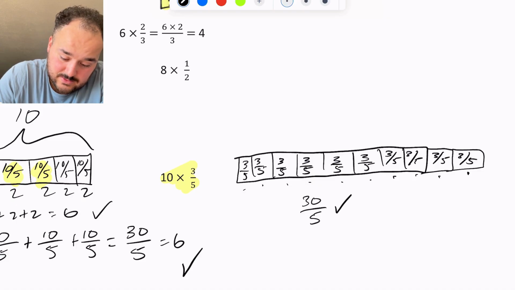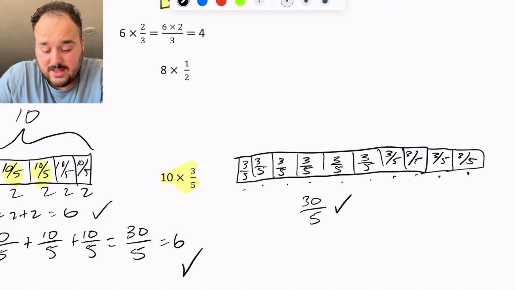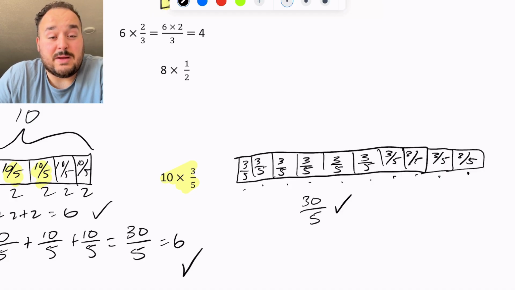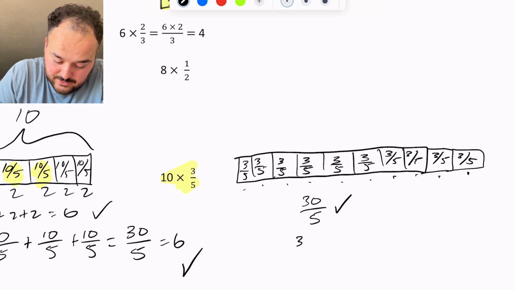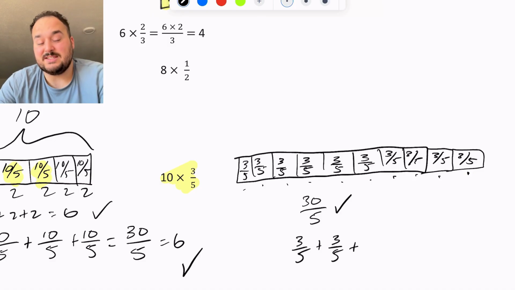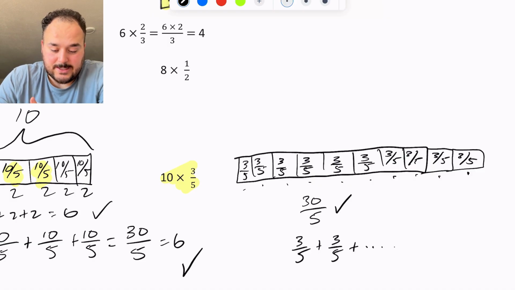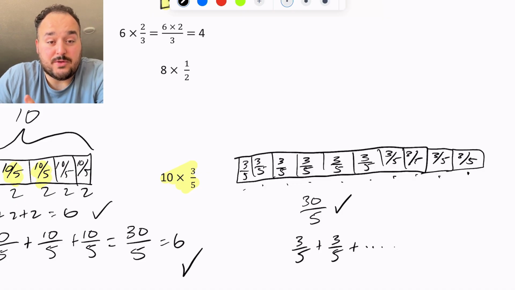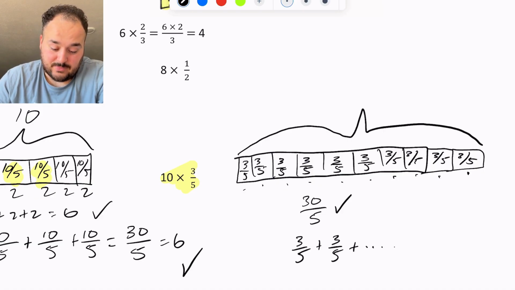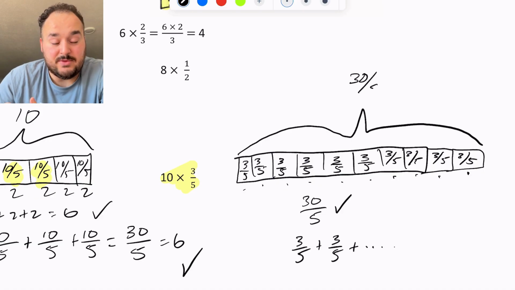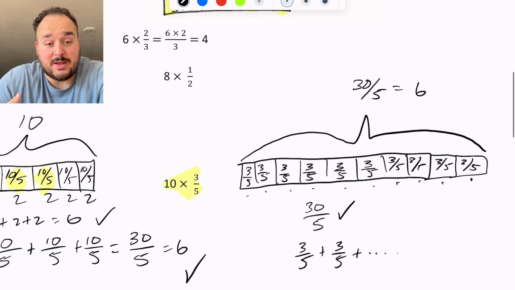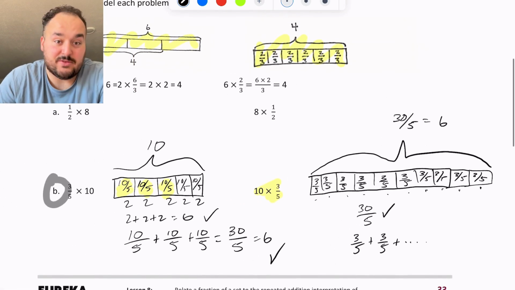Oopsies. 30 over 5. And if you're a fifth grader, you might not be able to do it in your head. So you have to sit here and do 3/5 plus 3/5, and you might have to break it down different times because that's 10 of them. Again, not the most straightforward. 30 divided by 5, again, is 6. There you go.